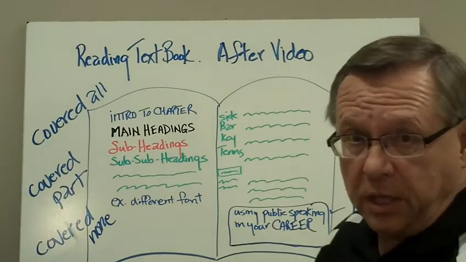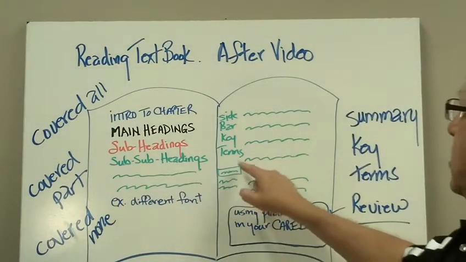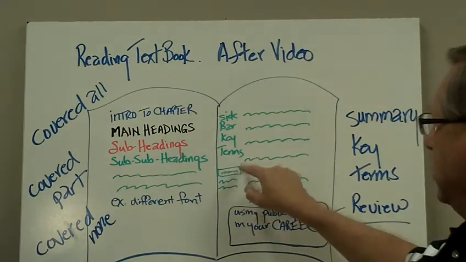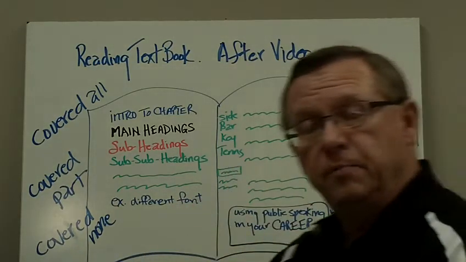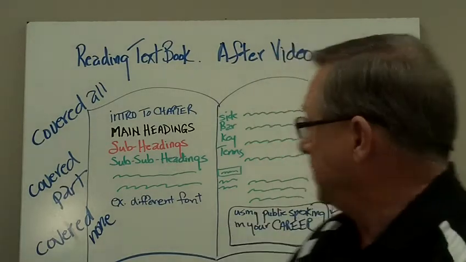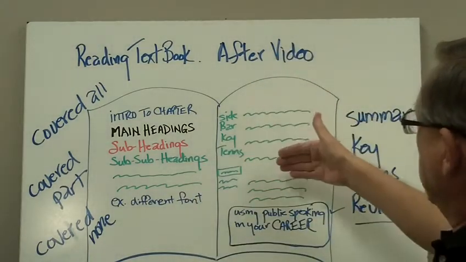Now, when you look at the text, you'll notice that the sidebars will be over here. They'll be in green. There'll be a title here and then small print, most of the time explaining key terms that you must understand. The text, of course, is here.